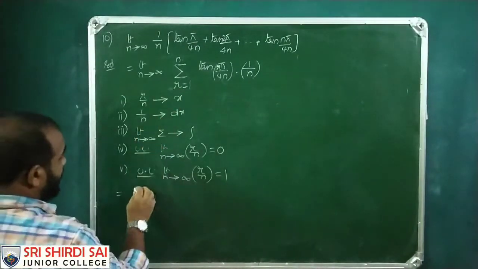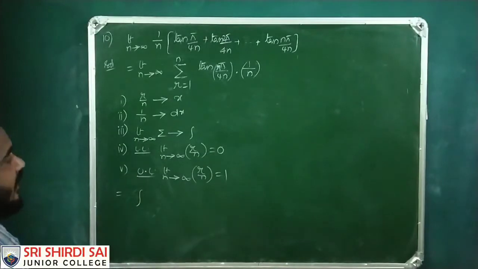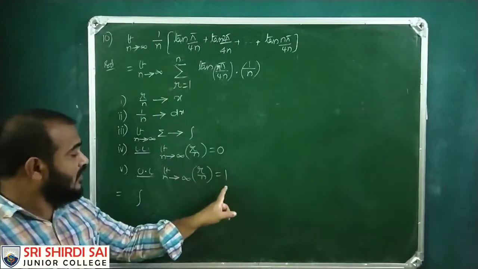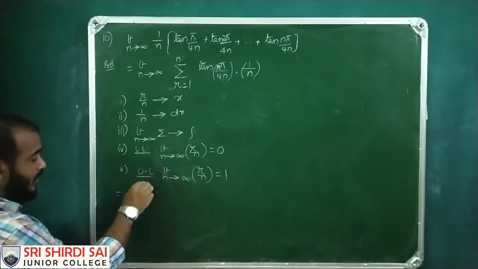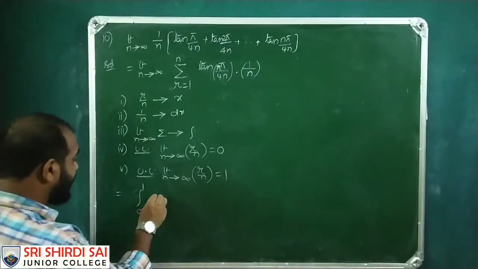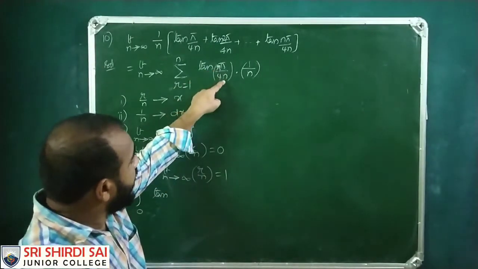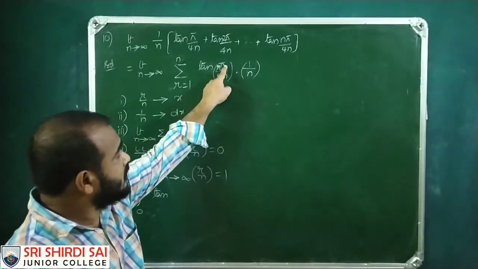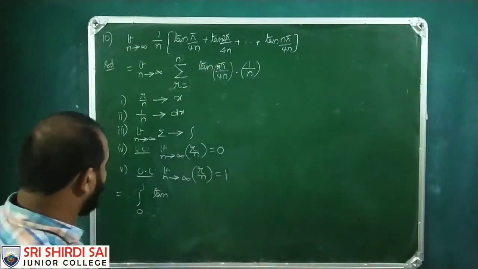So this is limit n tends to infinity, sigma is equals to integral. r runs from 1 to n, here 0 to 1. Lower limit is 0, upper limit is 1. Tan r by n is x. So this is r by n is x. So x into pi by 4.